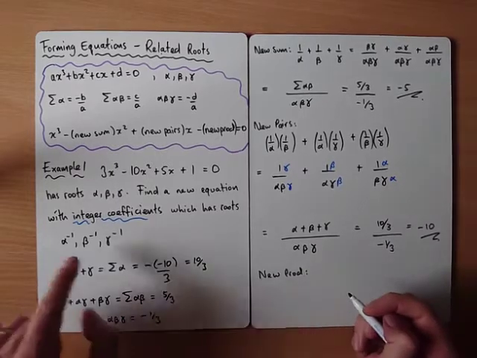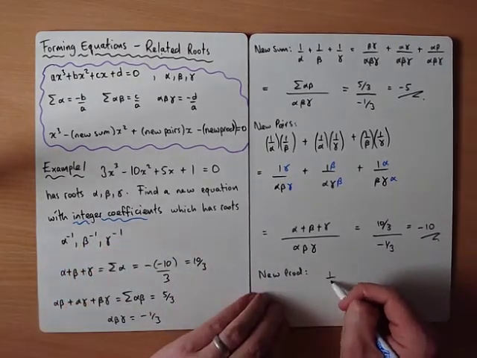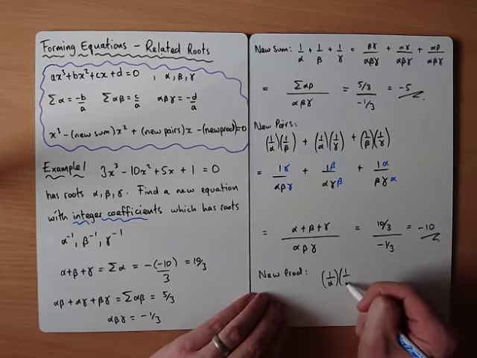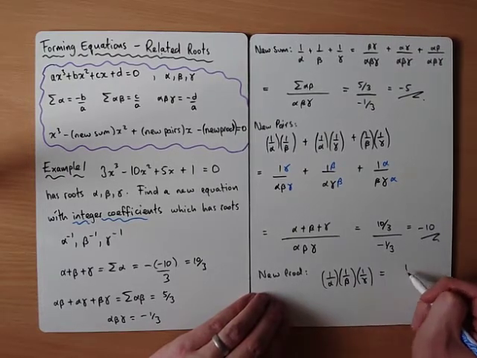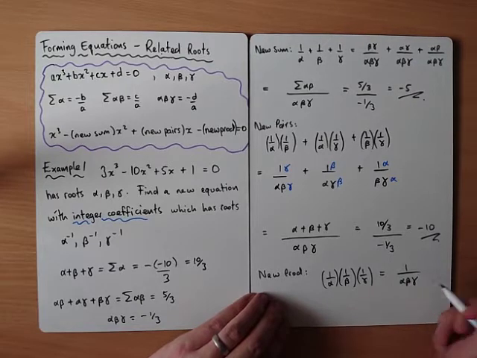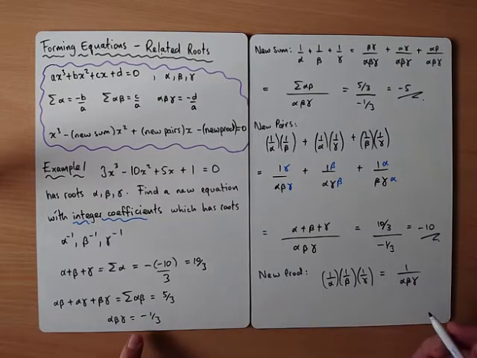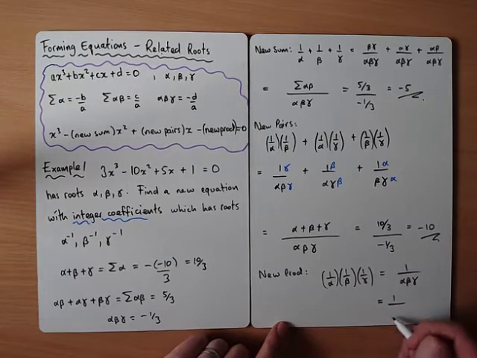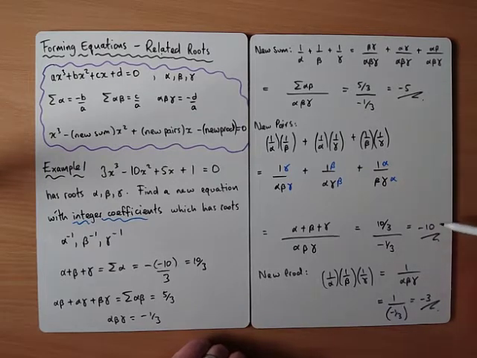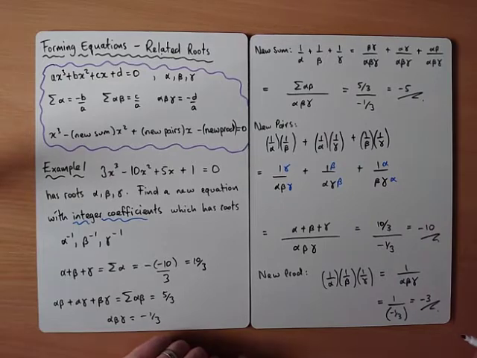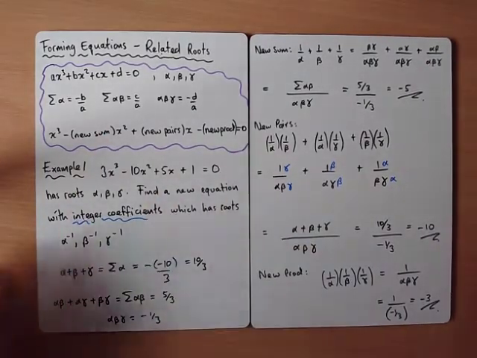If you multiply our roots together, we've got 1 over alpha times 1 over beta times 1 over gamma, which is just 1 over alpha, beta, gamma, which is 1 divided by minus a third, which is minus 3. So we actually don't need to worry about the fact that they're integer coefficients, because we haven't got any fractions, so we're going to get integers straight away. All we've got to do now is just write our cubic.